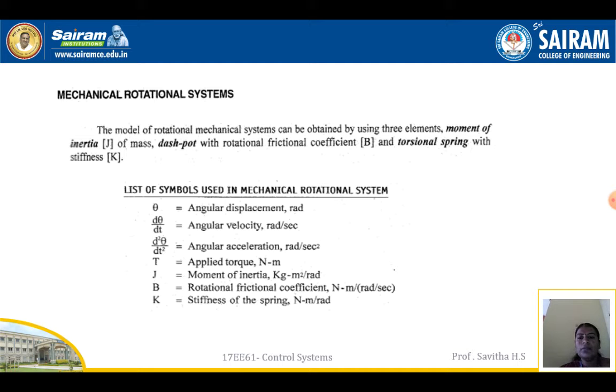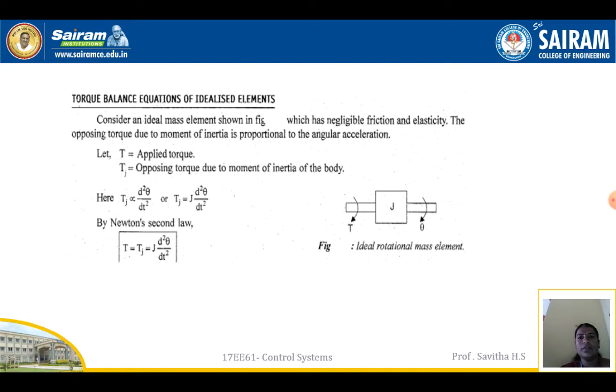So the list of symbols used in mechanical rotational systems are: theta, angular displacement in radians; d theta by dt, angular velocity; d squared theta by dt squared, angular acceleration; T is the applied torque; J is the moment of inertia; B is the rotational frictional coefficient; and K is the stiffness of the spring.